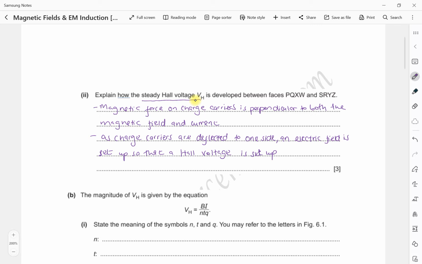The Hall voltage becomes steady or constant when the electric and the magnetic forces on the charge carriers are equal and opposite.